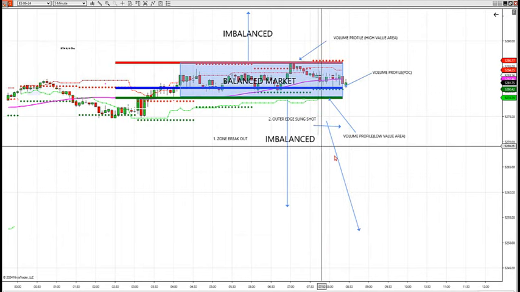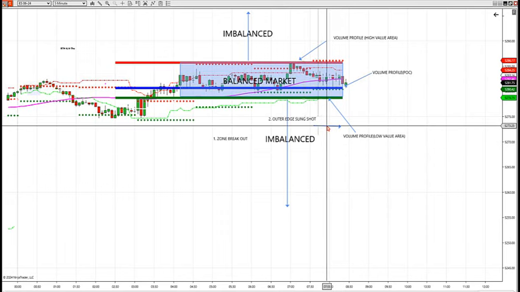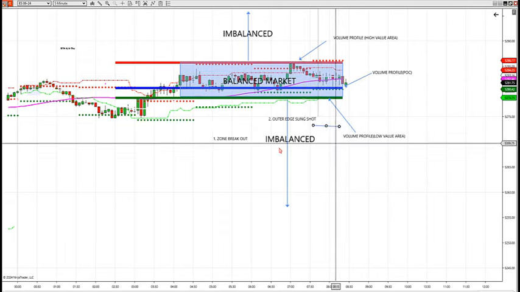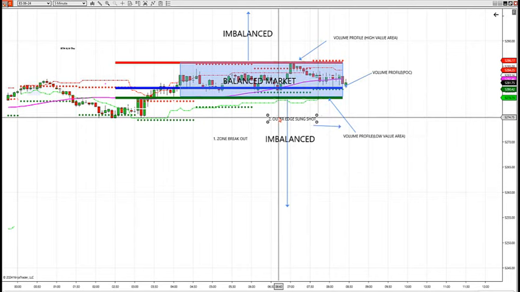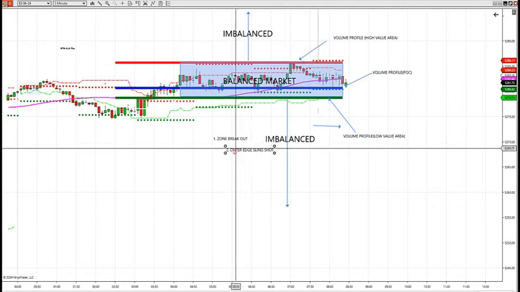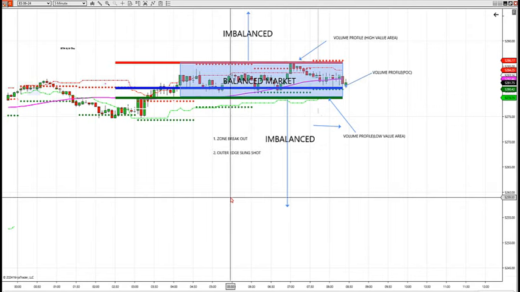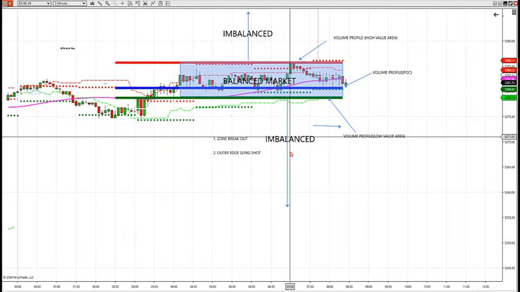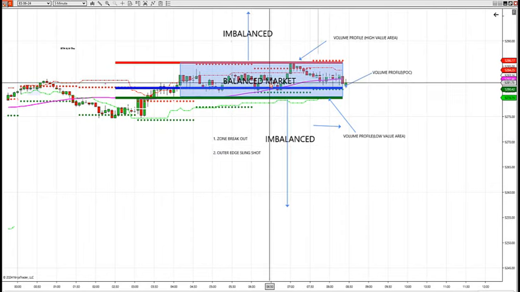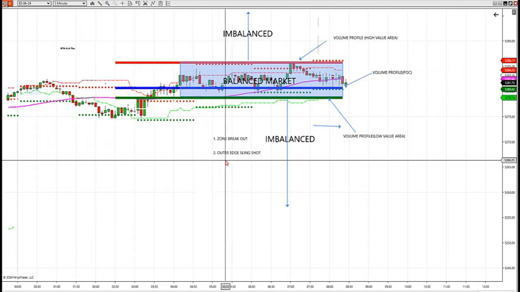But the outer edge slingshot, it can be with imbalanced direction, or it can be inside a balanced market. So that's okay. We can have that outside of an imbalanced market with trend or inside a balanced market, either way.